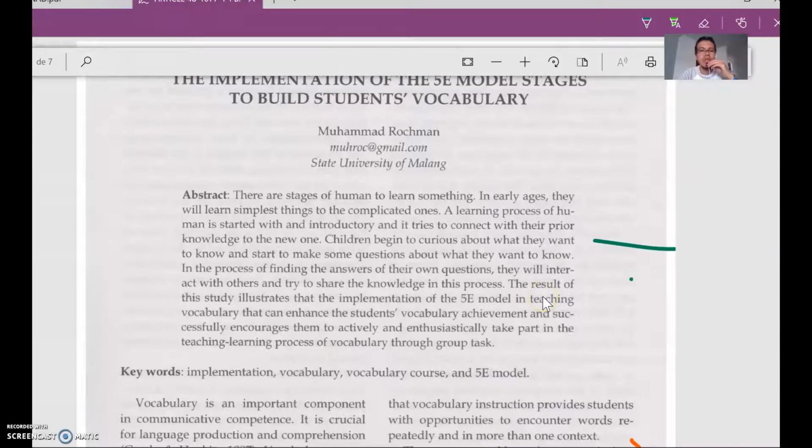Today I'm going to be talking about an article called The Implementation of the 5E Model Stages to Build Students' Vocabulary. This is a really interesting article, and we are going to do a small analysis of this topic, just to identify why the researcher used a qualitative method during the research.